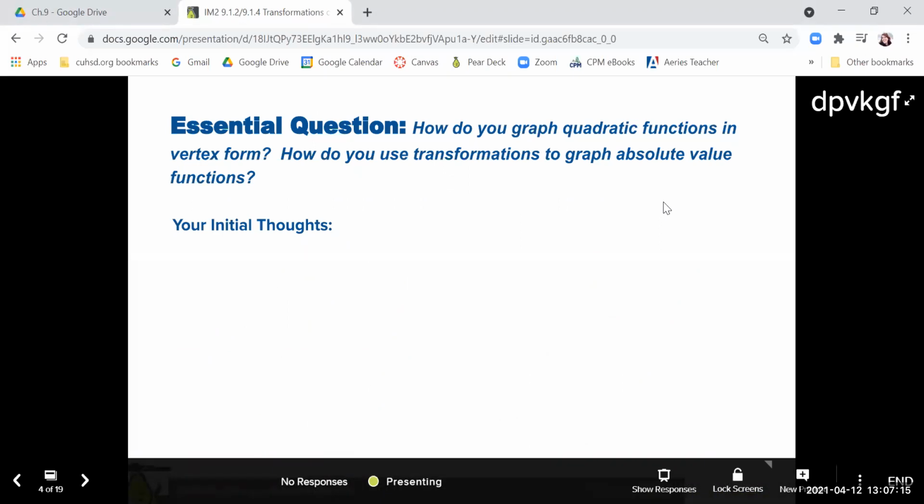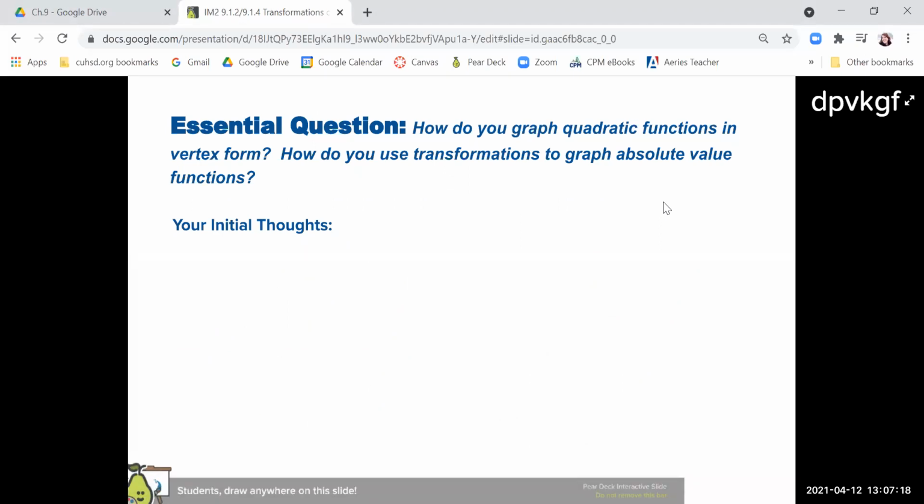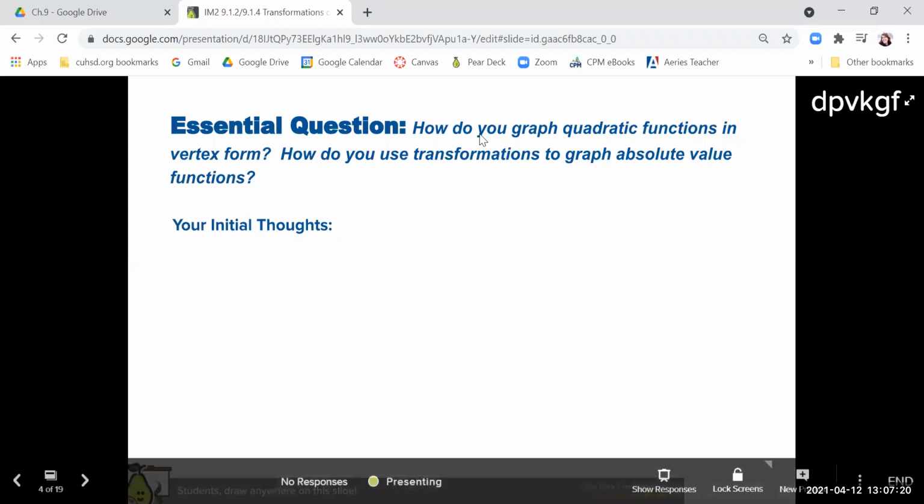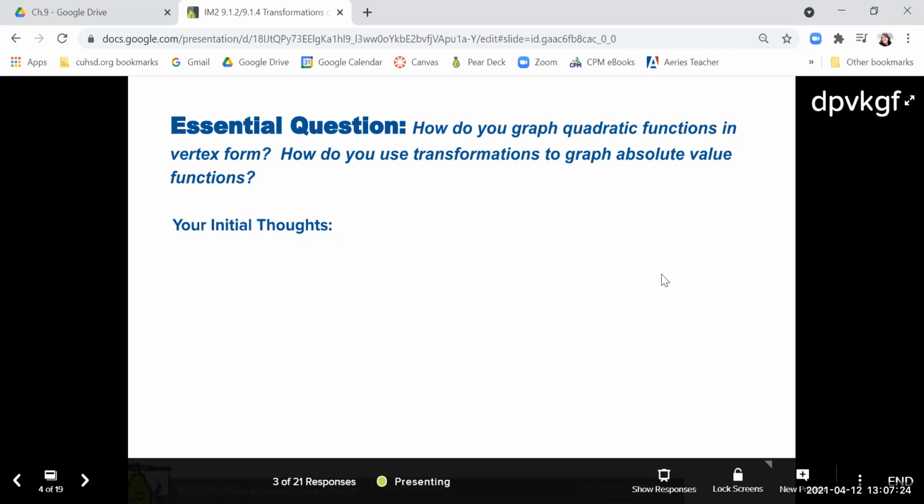So our essential question, how do you graph quadratic functions in vertex form? And how do you use transformations to graph absolute value functions?